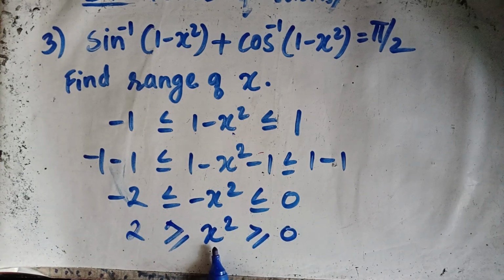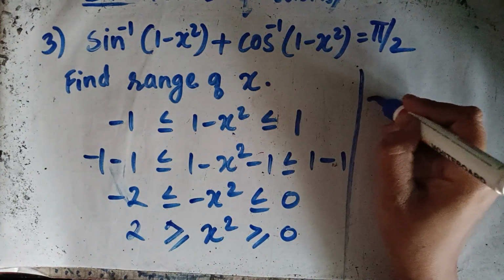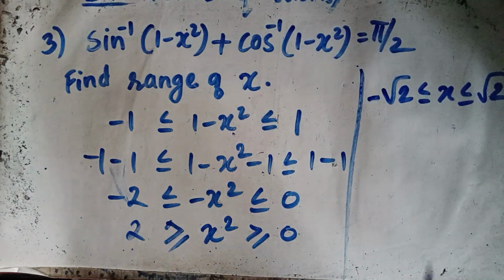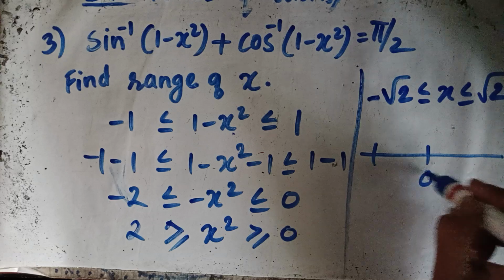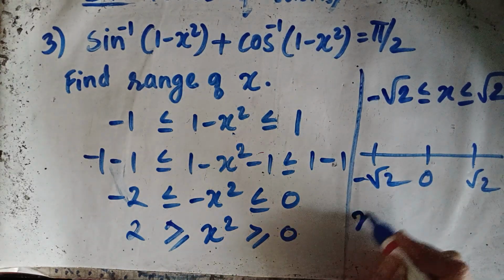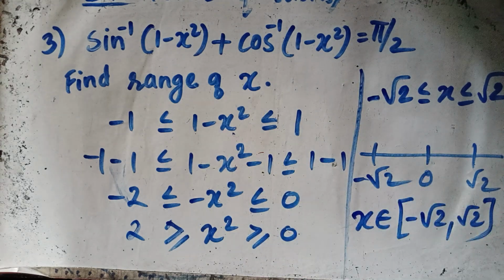So x square is between 0 and 2. When you take the root, you will get two values, plus or minus root 2. So this 0 is also included. So this falls in between minus root 2 and plus root 2. In between there is 0 also. So x belongs to minus root 2 to plus root 2.